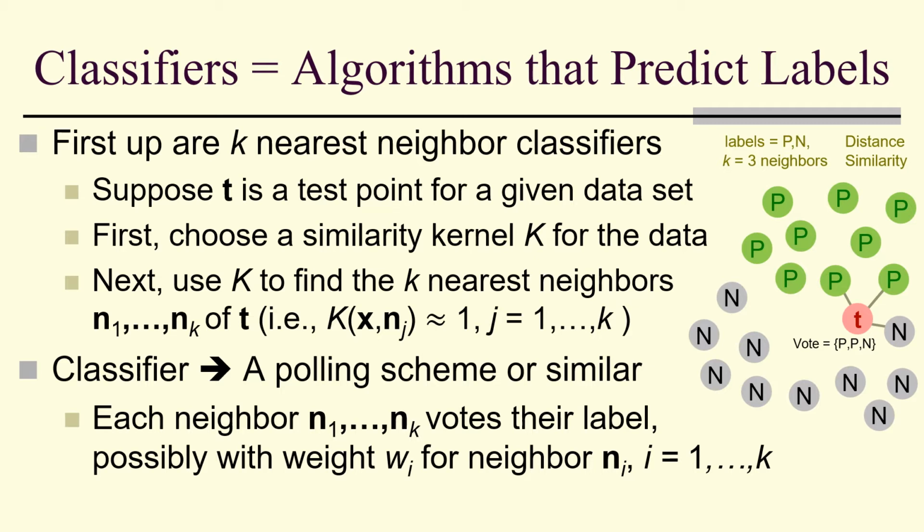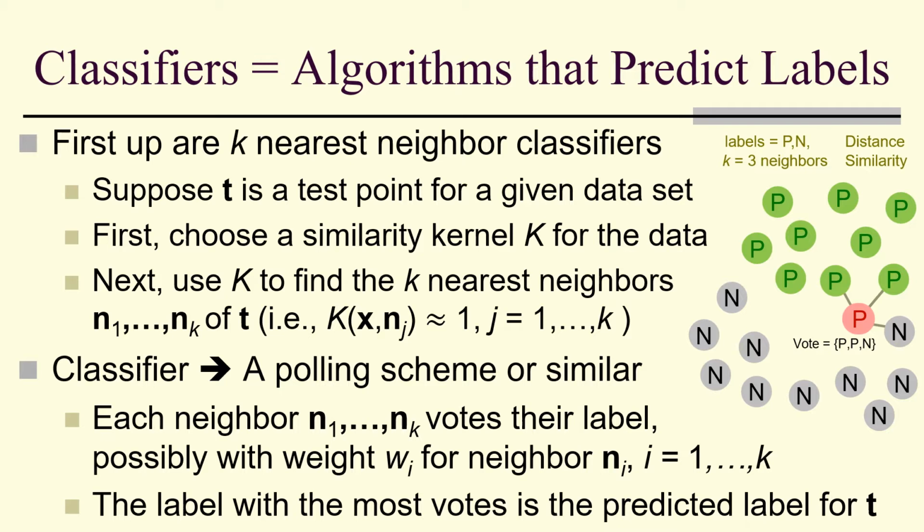Each neighbor votes their label, possibly with a weight w sub i for neighbor n sub i. Here we're using distance as similarity, and T has 3 neighbors. The vote's two positives and one negative, so the prediction is that it's positive.